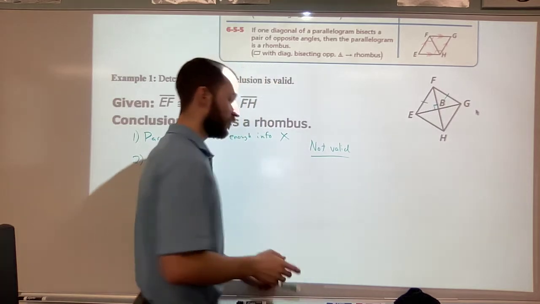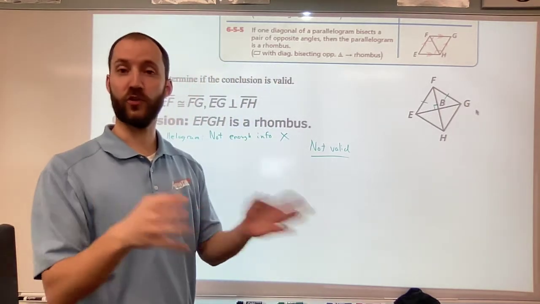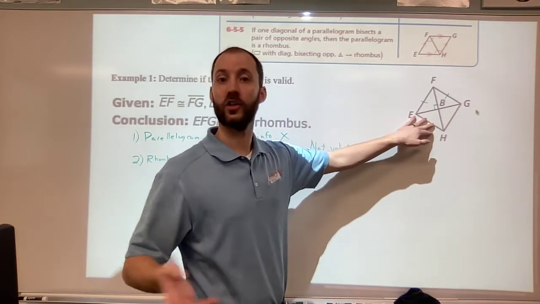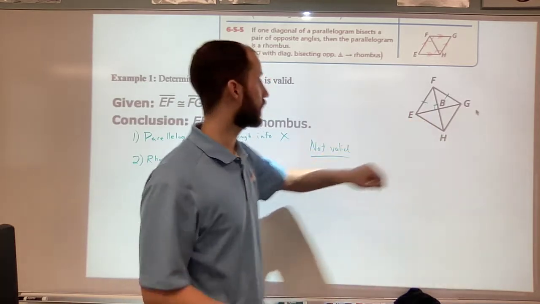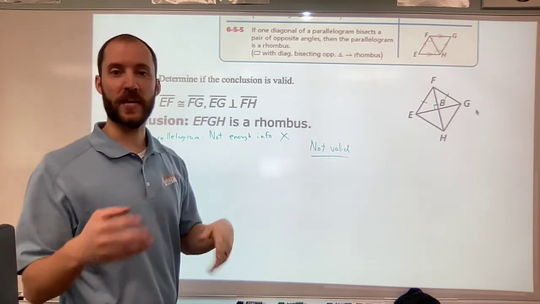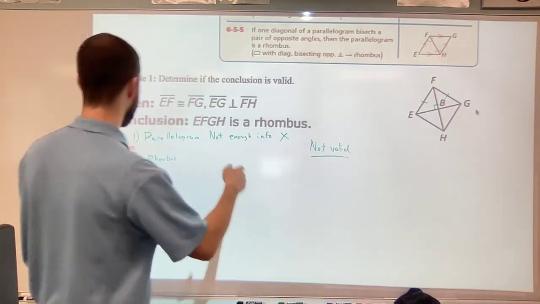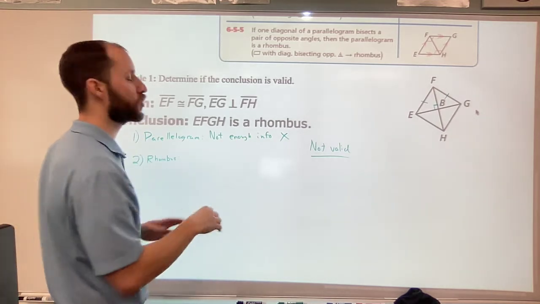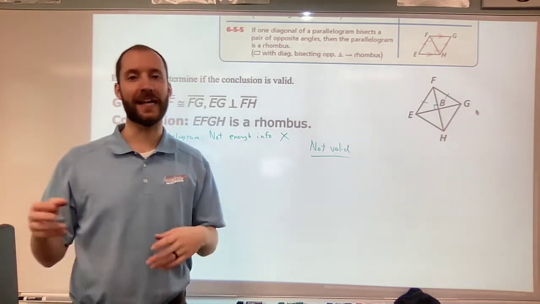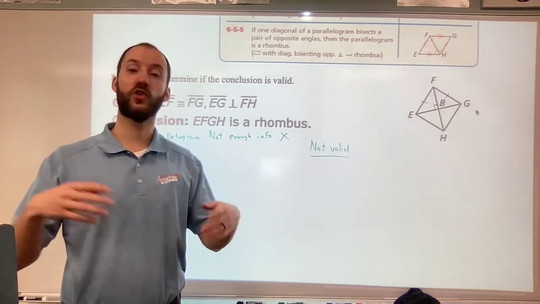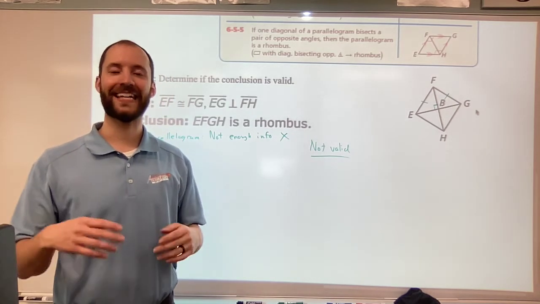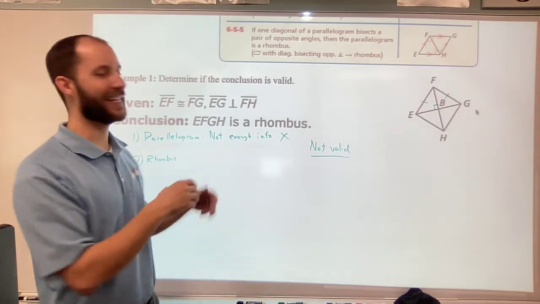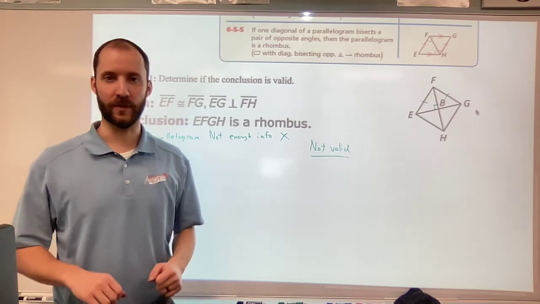Remember, validity is different than truth. Could this be a rhombus? Sure, it could be. But based upon the information we were given, we cannot say the parallelogram first, so to conclude it's a rhombus is not valid. It could be, but we can't guarantee it. So we're not sure, it's not a valid conclusion.